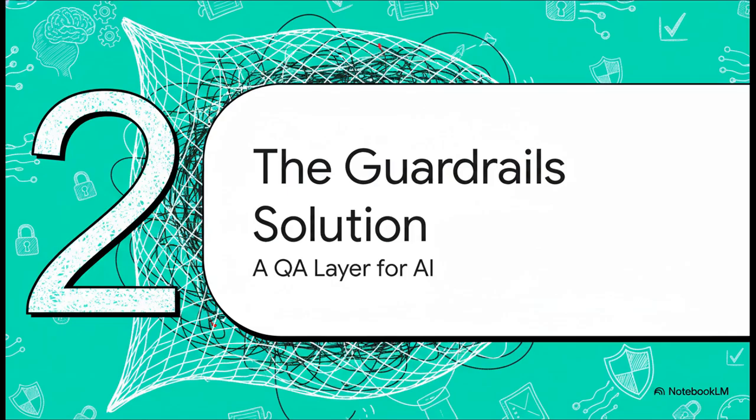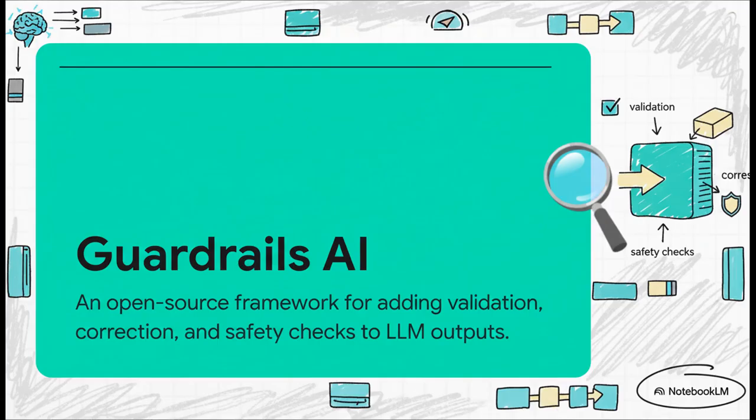So, if that's the problem, what's the solution? Well, this is exactly where Guardrails AI enters the picture. The best way to think about it isn't as a new model, but more like an essential quality assurance layer that you wrap around the AI you're already using. At its core, Guardrails is an open-source tool that basically acts as a gatekeeper. But it doesn't just block bad outputs. It actively validates them, it tries to correct them, and it makes sure that what comes out of your LLM is exactly what you need it to be. And the best part? It all happens automatically in the background.